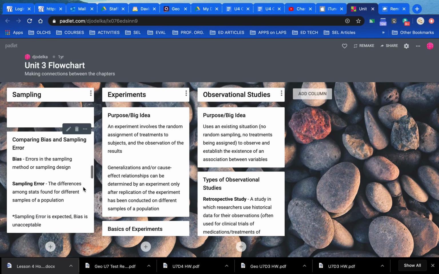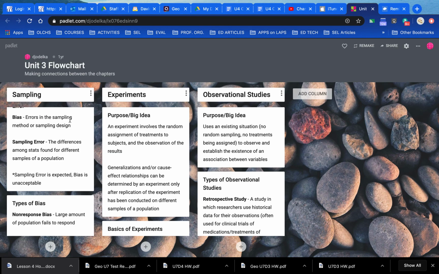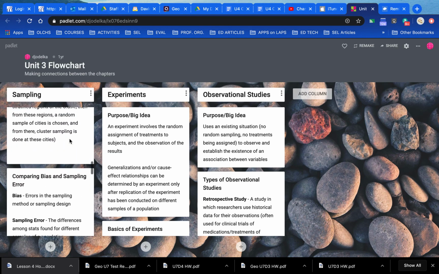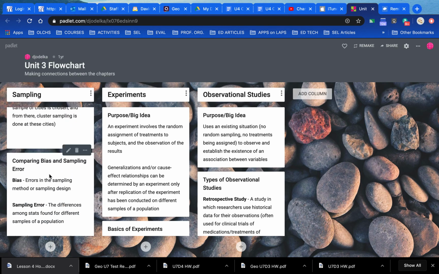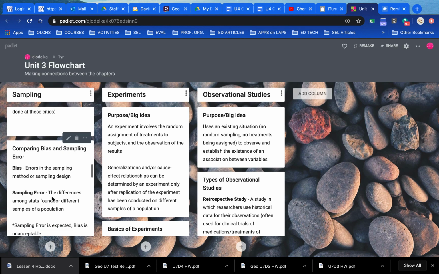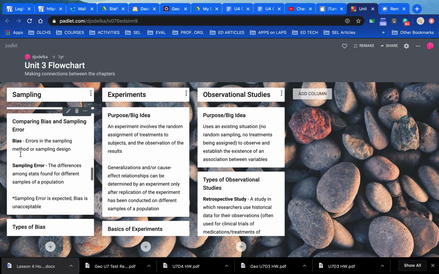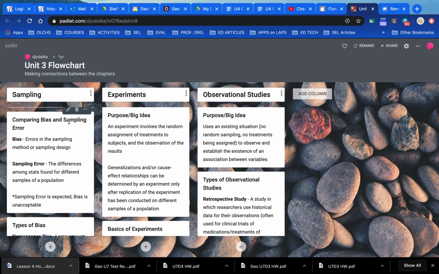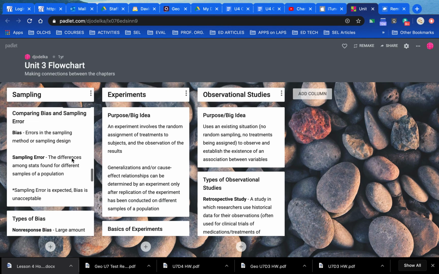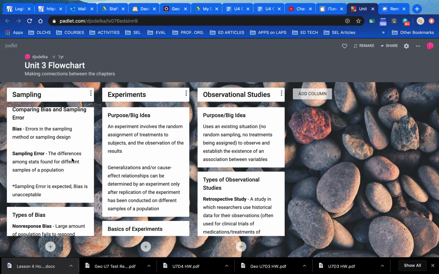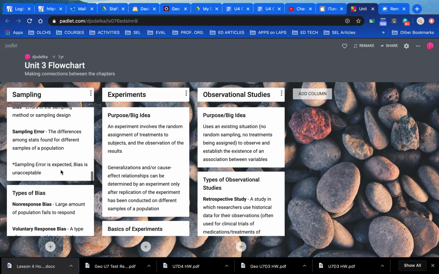Okay, now let's talk about bias and sampling error. Again, bias is errors in the sampling method, which is what we just talked about, or in the sampling design. So bias is when you screwed up in the physical construct of things, and a sampling error is not really an error, so to speak. We'll talk about different forms of bias in just a second. The word sampling error is another way of saying sampling bias. In other words, if you were to draw different samples from a large population, there will be natural variation among each sample, and that natural variation is actually called sampling error.